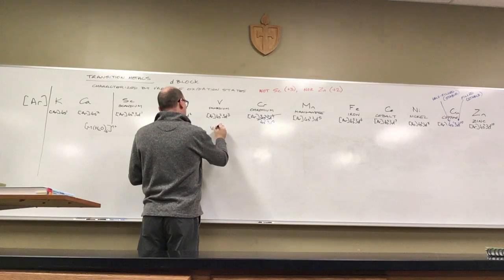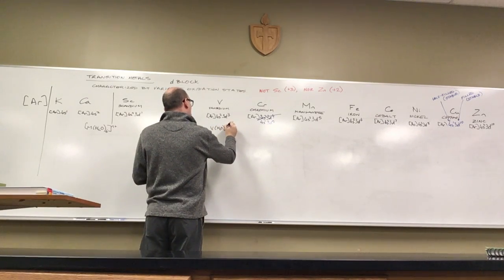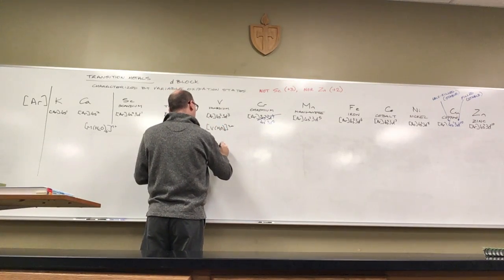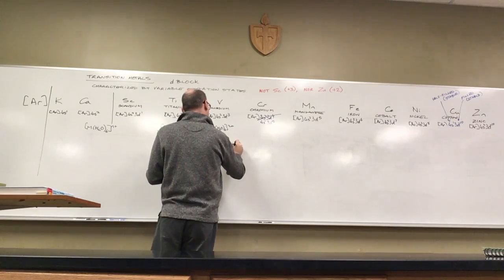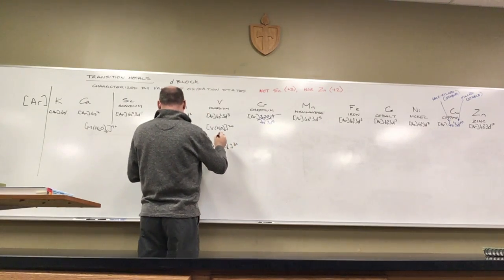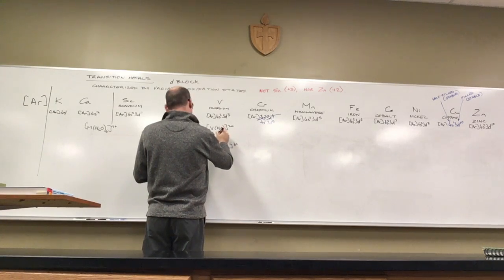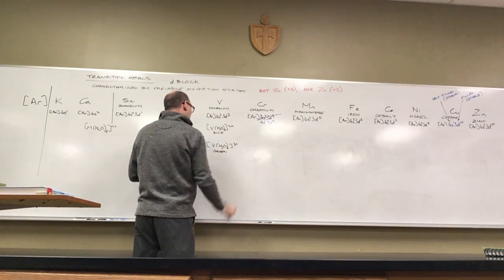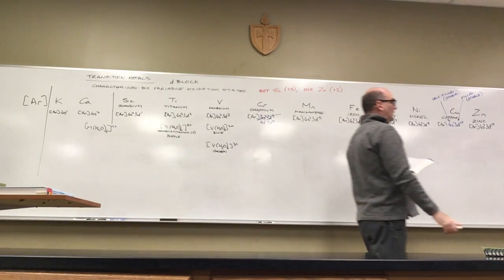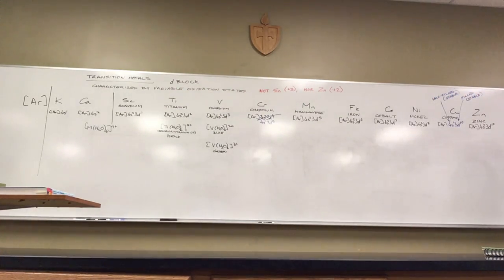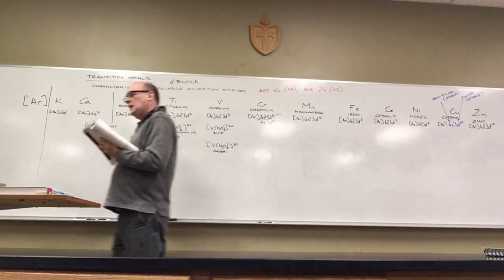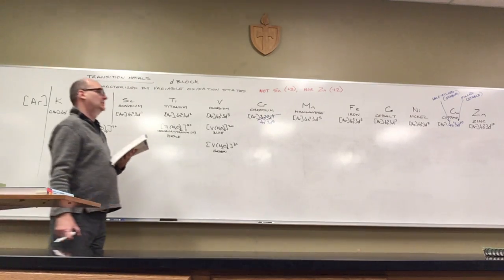The vanadium had a 2+ and a 3+. And the vanadium is blue and green. I've done lots and lots of vanadium chemistry in my time, and they're different shades. They're more complex.